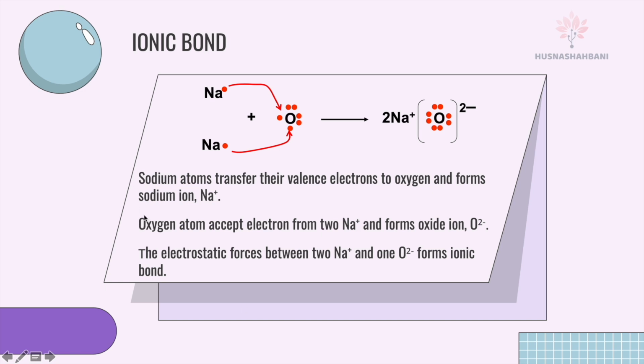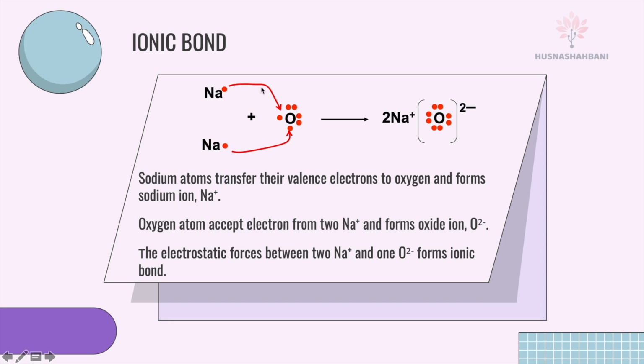For ionic bond, sodium atoms transfer their valence electrons to oxygen and form sodium ion. So this sodium atom has 1 valence electron only, and oxygen has 6 valence electrons. For the sodium to achieve octet configuration, it has to lose 1 electron. It needs to transfer 1 electron. For oxygen to achieve octet electronic configuration, it has to receive 2 electrons.